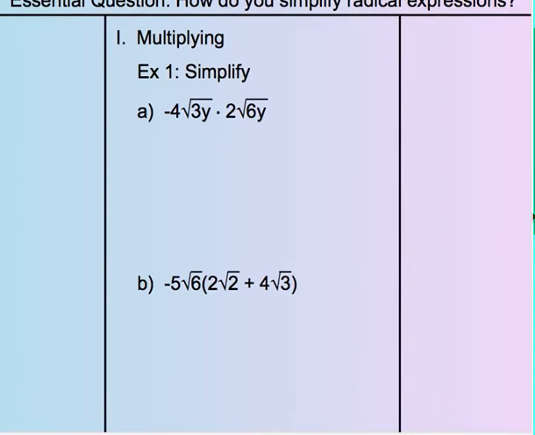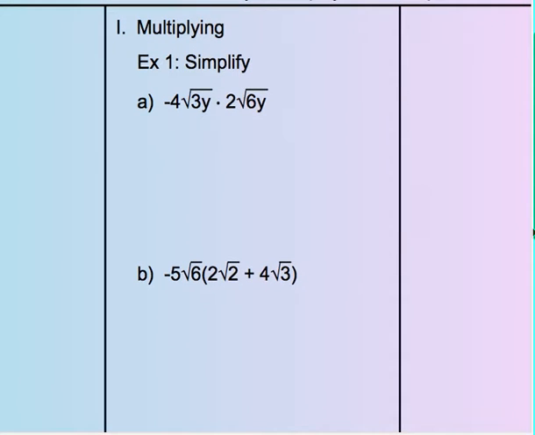Multiply the numbers on the outside, multiply the numbers on the inside, as long as the radicals are the same root. So in example A, we have only square roots, so we can go ahead and multiply these together. Negative 4 times 2 is negative 8. Under the radicals, we have the square root of 3 times the square root of 6 is the square root of 18. And y times y is y squared.